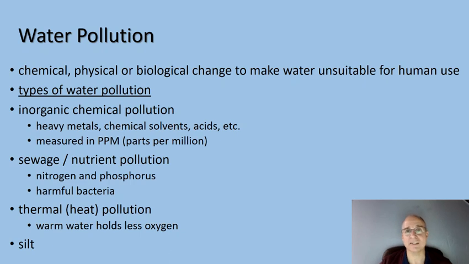And then we also have silt. And silt represents the little particles of soil that get washed into water. And if we have lots of those particles in the water, it becomes cloudy, which makes it undesirable and also can make it difficult for living things that are growing in the water to do things like photosynthesis.